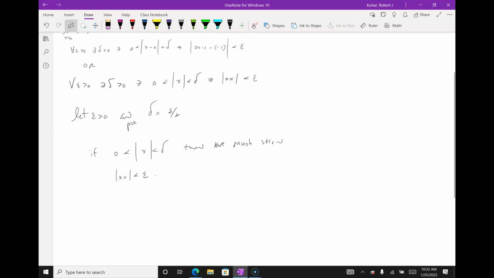Because I want to see the target, which is my epsilon, and my bullseye, which is my delta. I want to pick a delta that's smaller than the target. That makes more sense. I want to pick a bullseye that's smaller than the whole target, right? If this is true, and so I assume it, then the next thing must be true. That's what I have to prove.